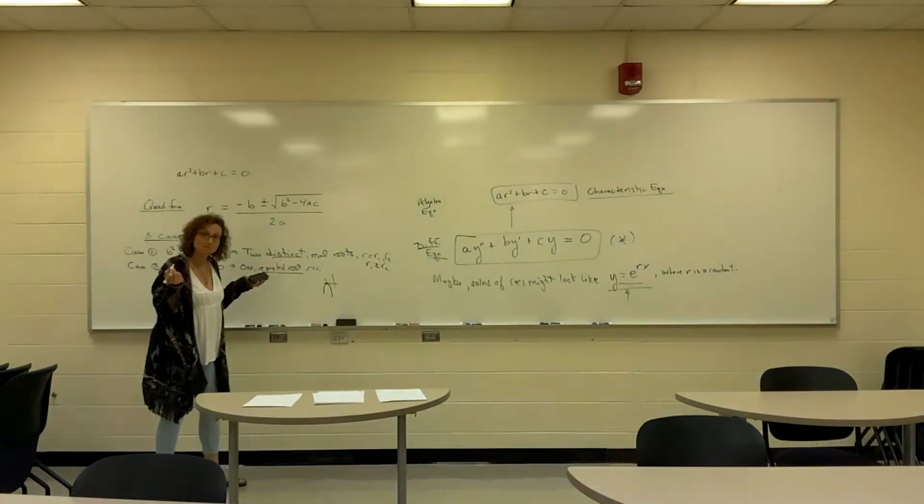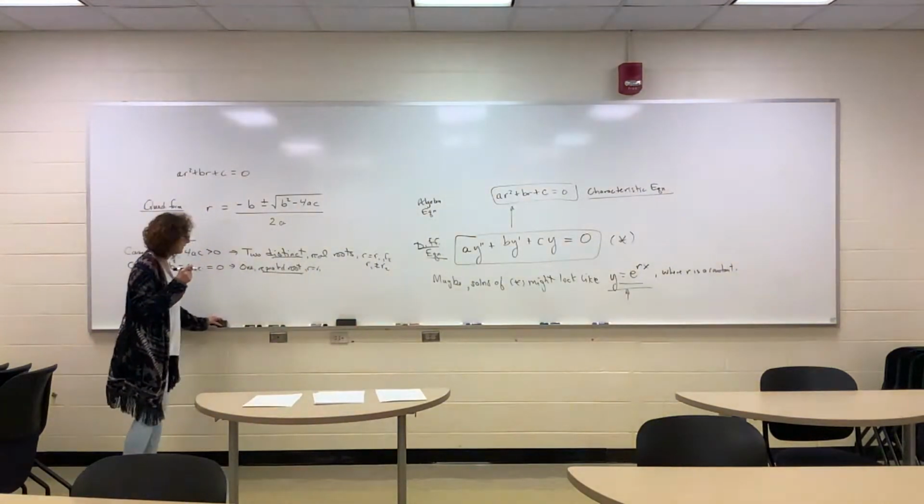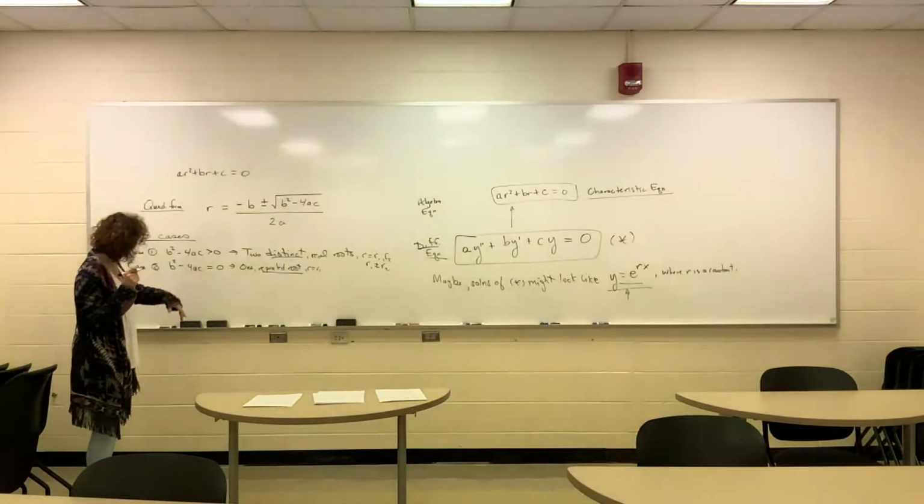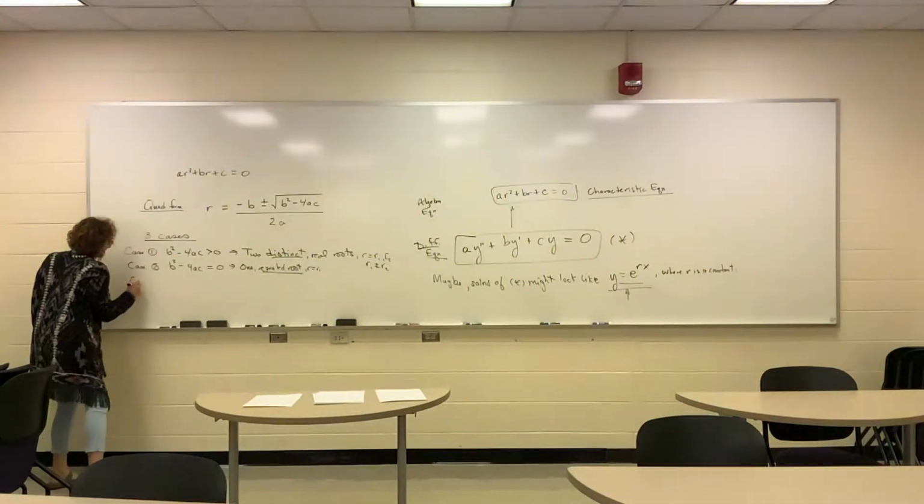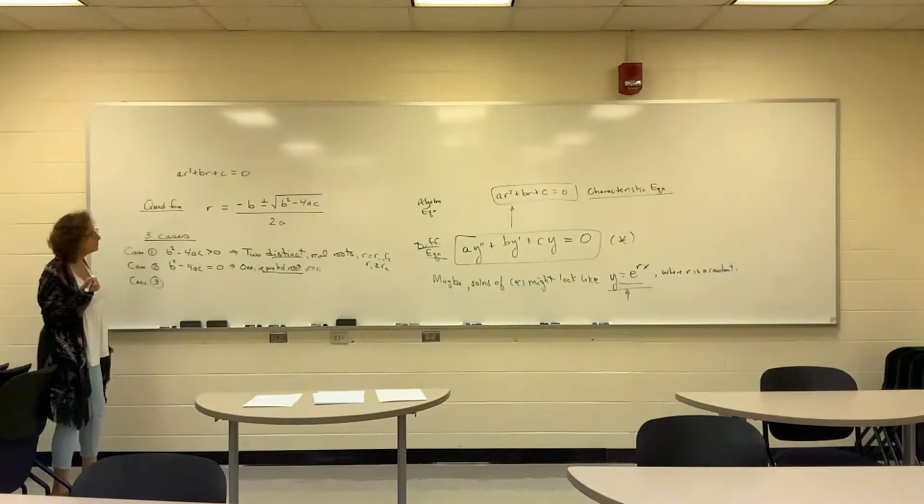One repeated root, yeah? Okay. So you only get one root out of there. We'll talk about that later. Let's just mention what case 3 would be. So what would case 3 be for our possible roots that come out of here?